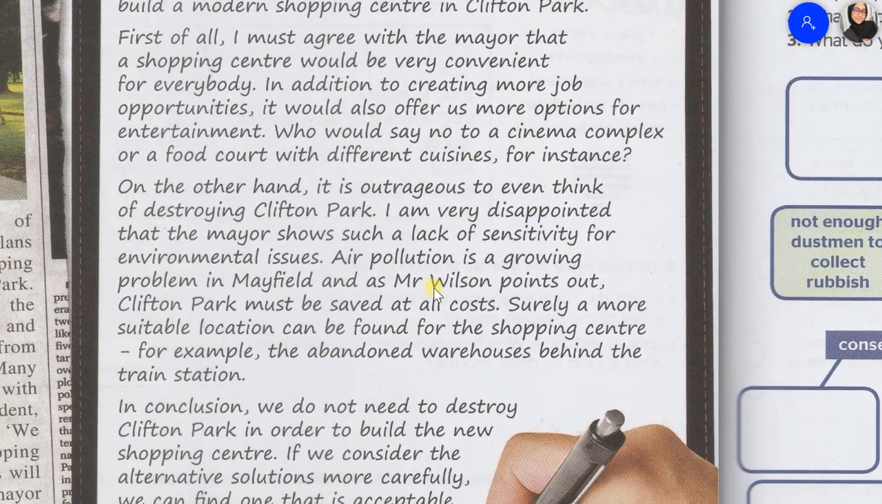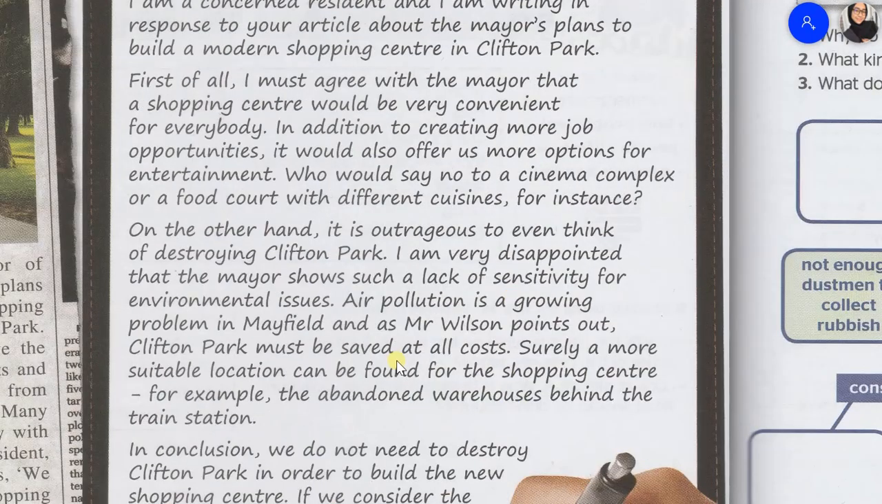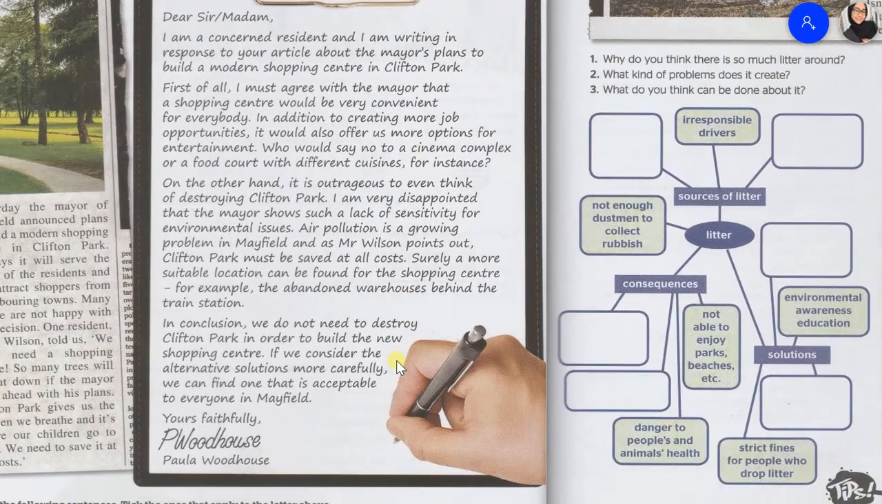But on the other hand, it does not make any sense to destroy Clifton Park, the only park, because to her, it shows such a lack of sensitivity for environmental issues. So Paula is suggesting the mayor construct the shopping centre in other places, for example, the abandoned warehouse behind the train station. So do you agree with the writer? Well, I personally agree with the writer. What about you? Let me know in the comment section below.